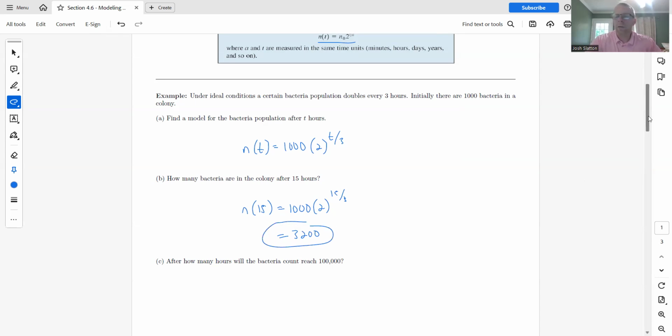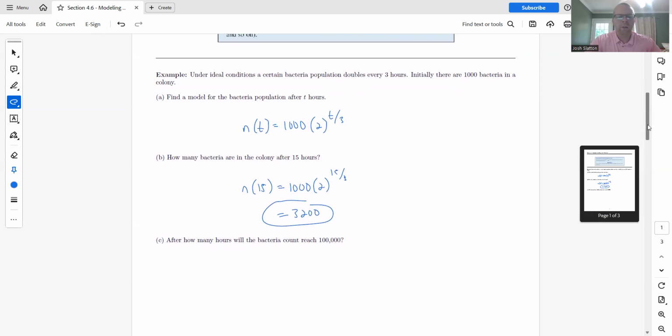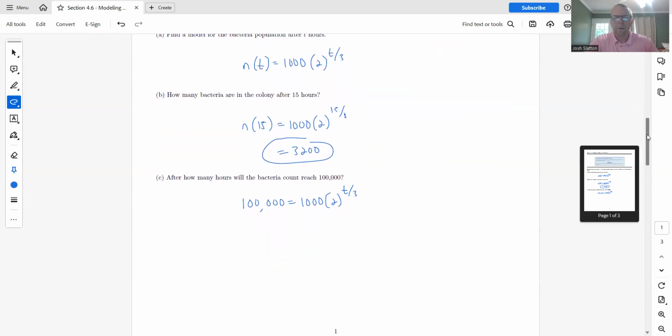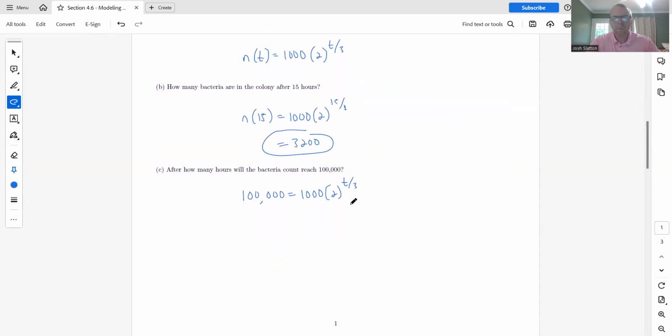And then after how many hours will the bacteria count reach 100,000? Now we're going to solve for t. We're going to say 100,000 equal to the formula, and then solve for t. This is where the things that we learned in the last section come into play. If you recall, we need to isolate the exponential part of this. We'll do that by dividing both sides by 1,000, and we get 100 equals 2 to the t over 3.